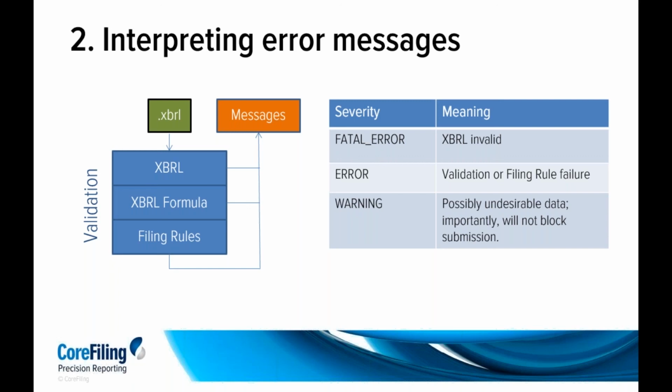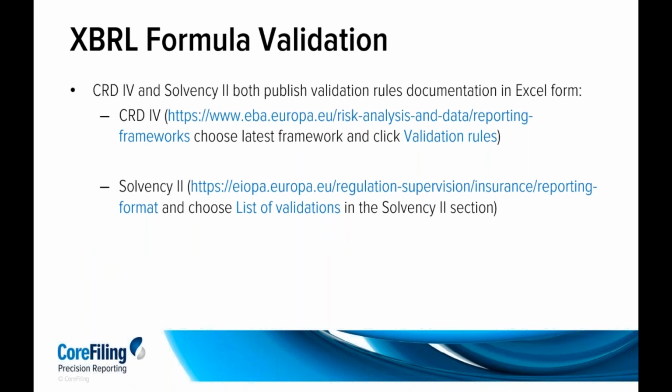To help explain, there are three possible severities here for failures. Warning, which we've sort of already discussed. Error, which is a validation or filing rule failure. Or fatal error, which means that the XBRL was invalid. And fatal error will mean that the subsequent validation will not be run.